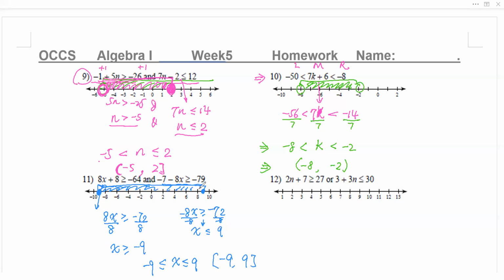All right, let's see number 12. Number 12. Here is 'or'. Did you guys see 'or'? This is not an overlap area. Just any that can meet this one or meet this one. It doesn't necessarily have to meet both. So this is 'or'.